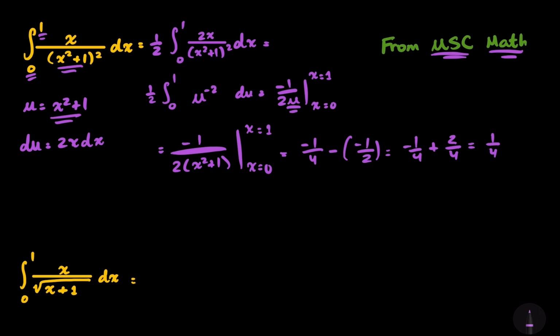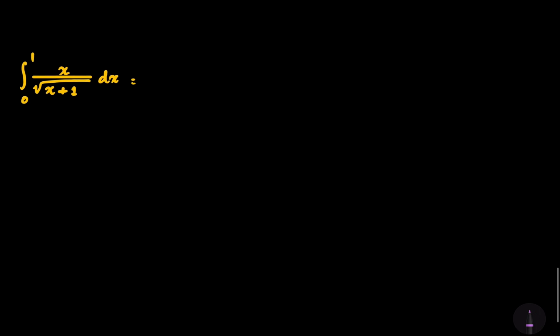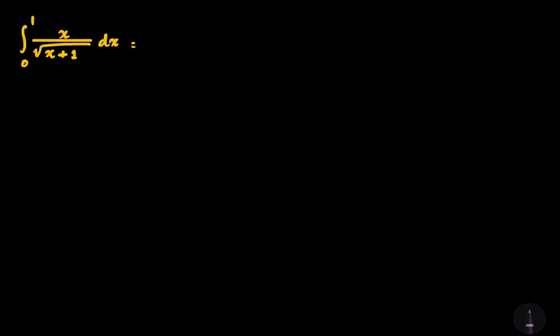But we're going to do that for the next one over here. So here we have the definite integral from 0 to 1 of x over the square root of x plus 1 dx. So this is a little bit different. We have x plus 1 in the denominator, but we're taking the square root of that, and then we have x in the numerator. And so over here, we don't really have a difference in powers, but let's try to get rid of this x plus 1.